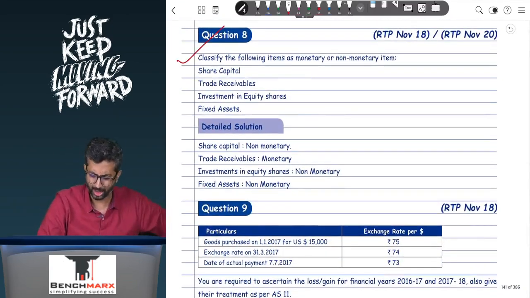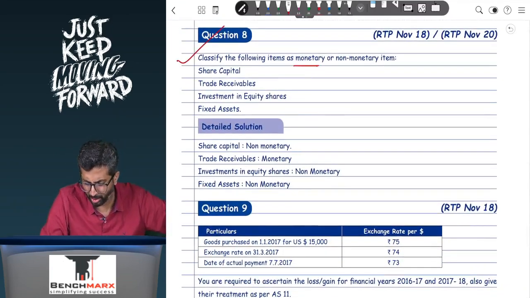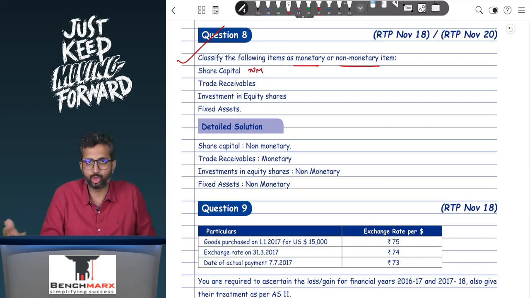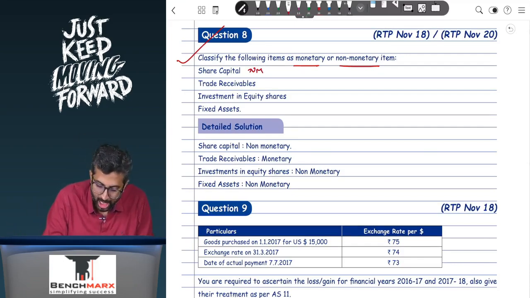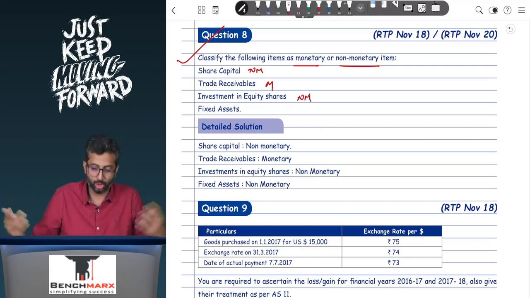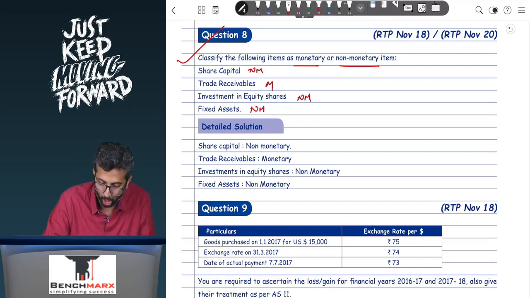Question 8 is a very basic question. Classify whether they are monetary or non-monetary. Share capital, non-monetary, because, well, the amount of dividend etc. to be paid is not fixed or determinable and hence non-monetary. Trade receivables are monetary. Investment in equity shares also non-monetary because the amount that I will get as dividend etc. is not very sure. And fixed assets also non-monetary. Okay, so this is question number 8.